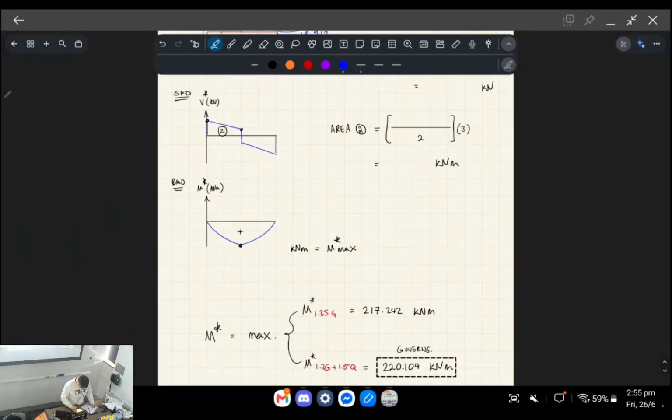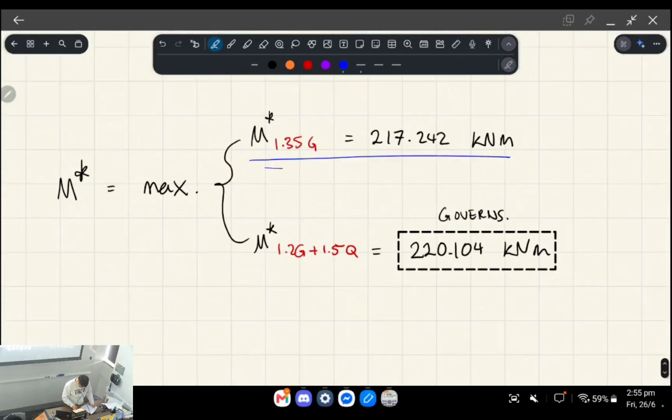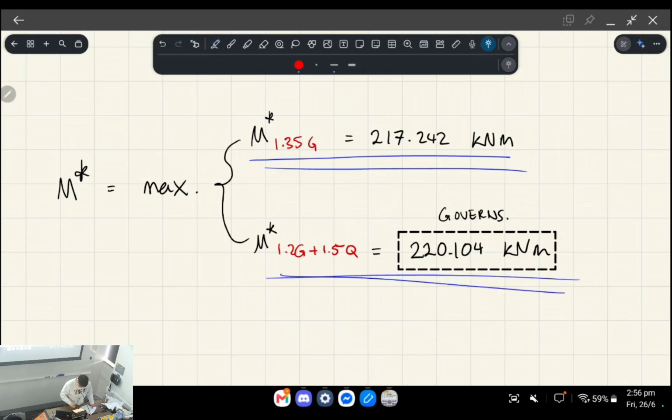And so what you'll end up with is two different maximum bending moments, and you compare which one's bigger, right? In this case, it's where you're considering the load combination of 1.2G and 1.5Q, and that will give you the larger bending moment, right? Which is in the middle of the beam. Does that make sense?